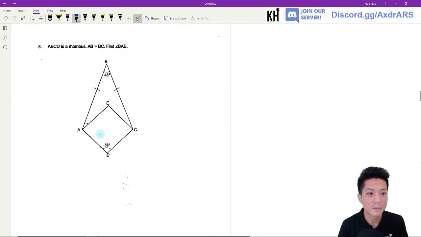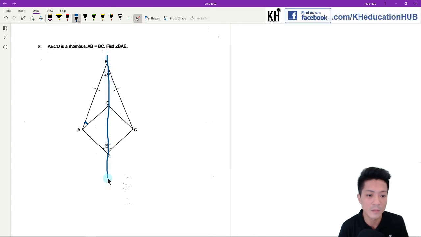Question 8. AECD is a rhombus. AB is equal to BC. Find angle BAE, which is this angle over here. For this question, we're gonna cut this whole diagram into exact half, like this. Which will make this 44. This will be 44 because it is a rhombus, so these two are the same.